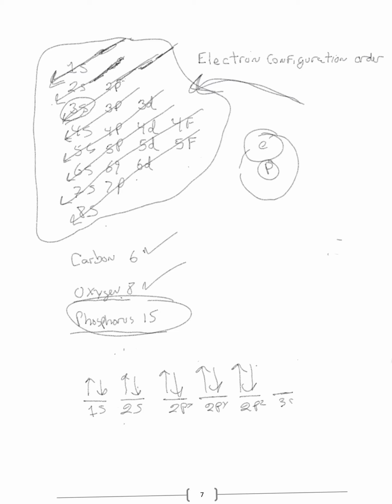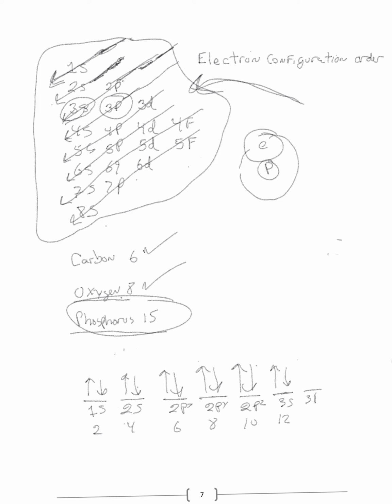So 3s, I'm going to add 2 electrons to this. Okay. So far I have 2, 4, 6, 8, 10, 12 electrons. I filled my 3s. I'm now going to go to the third row, and I'm going to do my 3p.